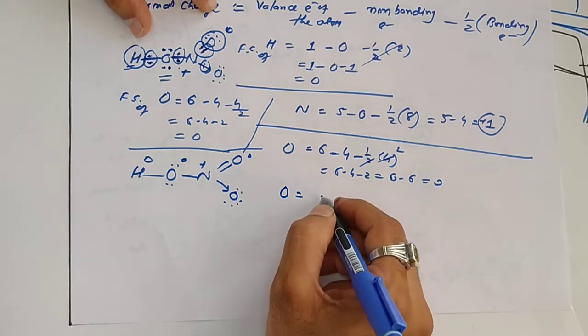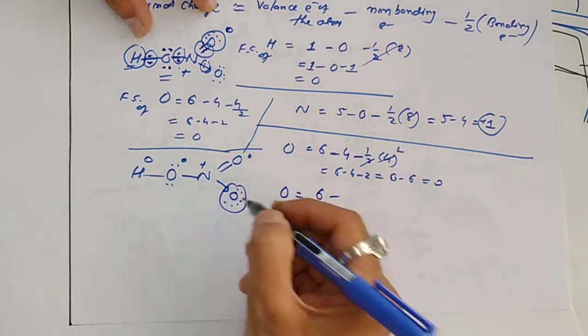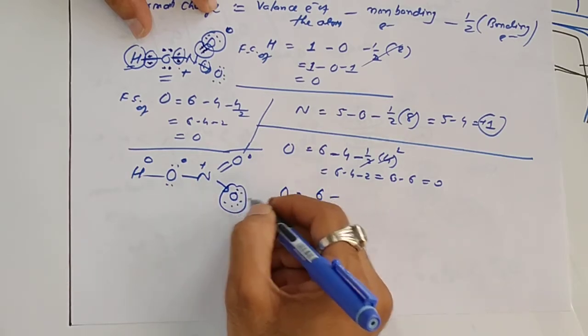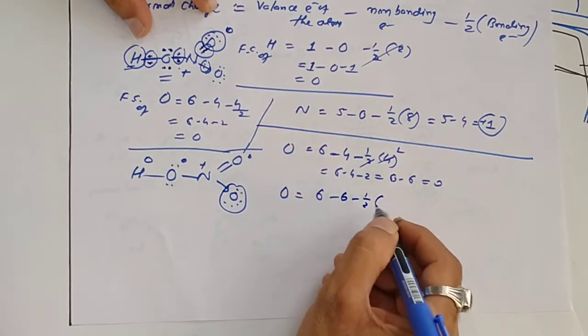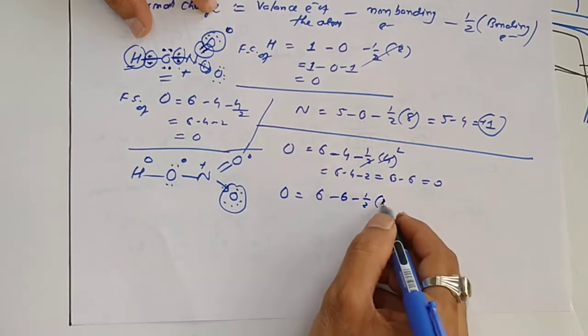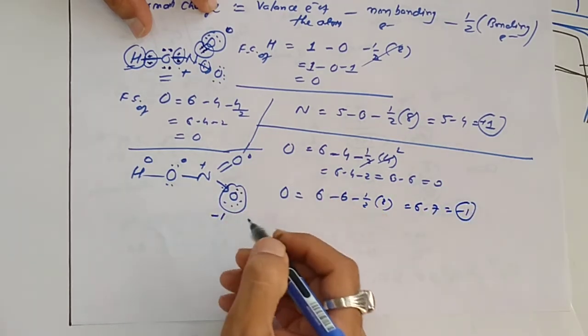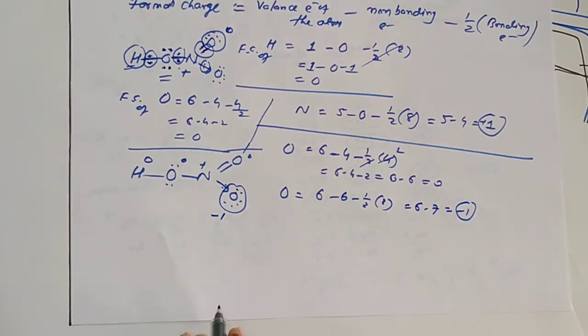Now what about this one? Here the outermost electrons in oxygen are 6, non-bonding electrons 1, 2, 3, 4, 5, 6, minus 1 bonding electron 2, so here the formal charge is minus 1.